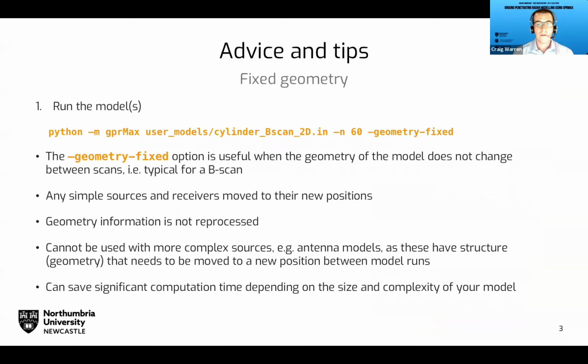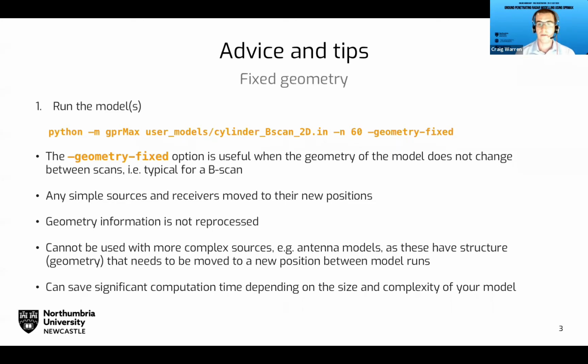So I'm going to dive straight into some specifics. If you remember back to day one, we created a really simple 2D model, initially taking an A scan of a metal cylinder buried in a half space. And then once we'd done that, we moved on and looked at creating a B scan of the same model, which basically just involved rerunning that model 60 times. And for each model run, we moved our source and receiver along the surface of the half space to build up our B scan.